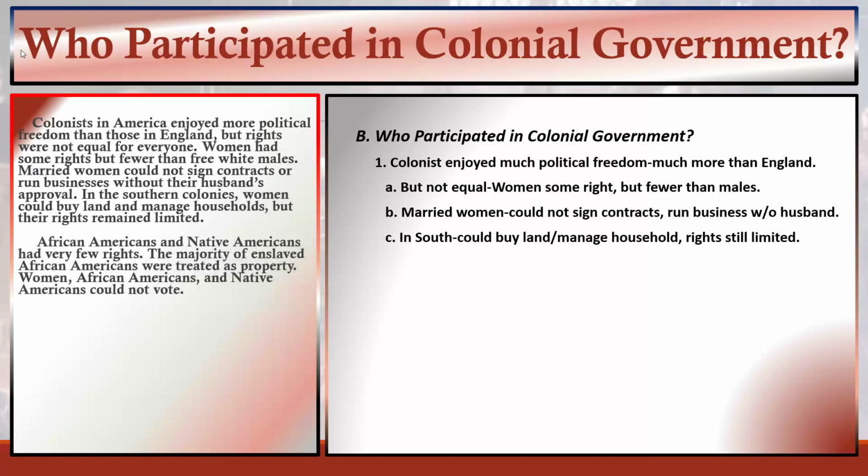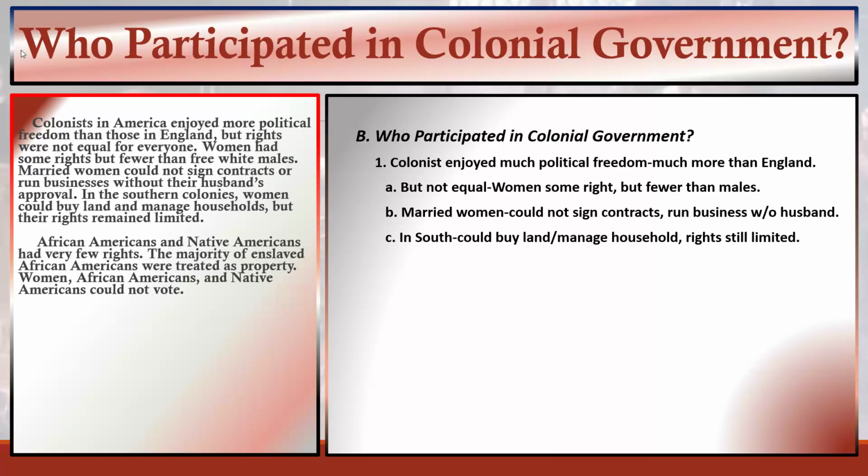Paragraph 2. African Americans and Native Americans had very few rights. The majority of enslaved African Americans were treated as property. Women, African Americans, and Native Americans could not vote. Okay, so now we know this. We already talked about slavery and the role Native Americans played. It's really not until 1924 that Native Americans even get the right to vote. And so I'm making connections here.